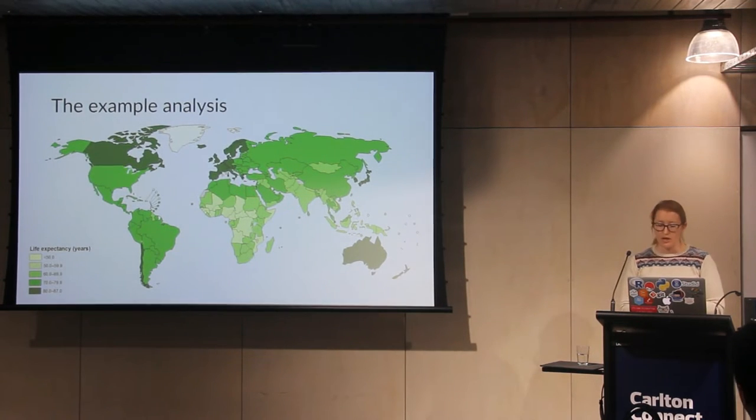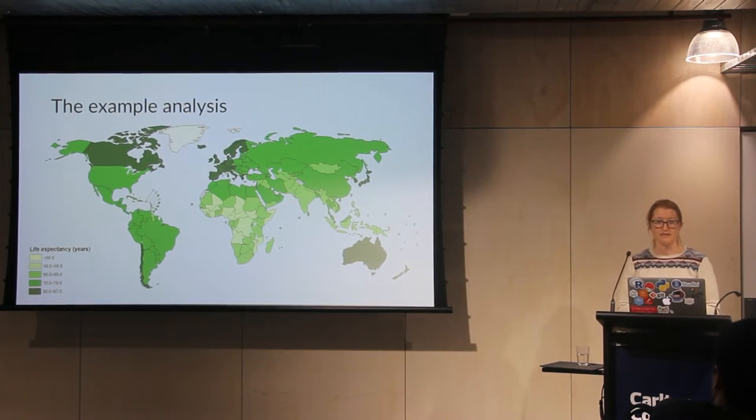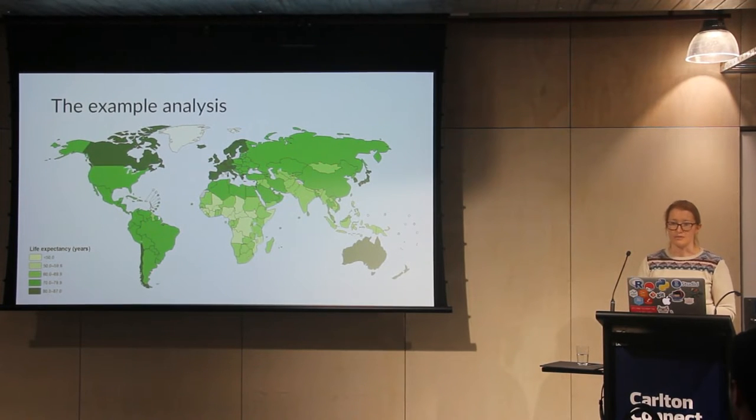So for this talk, I'll be using an example analysis. All I've done is taken some data from the WHO website, and I've got about 150 WHO member countries, and I've just predicted the average life expectancy in these countries using a Lasso regression. I've taken a few different predictors from their data sets, including things like chronic and infectious disease prevalence and access to clean water and sanitation.